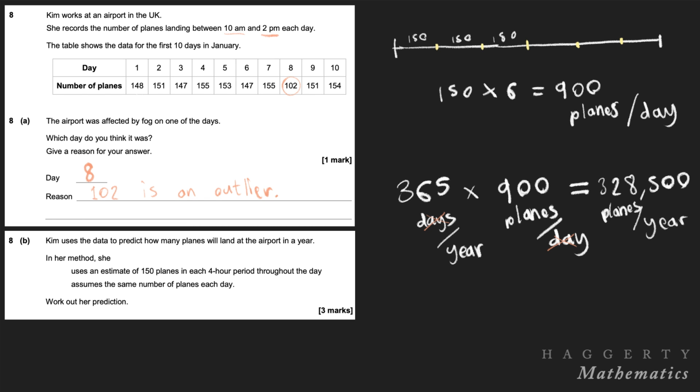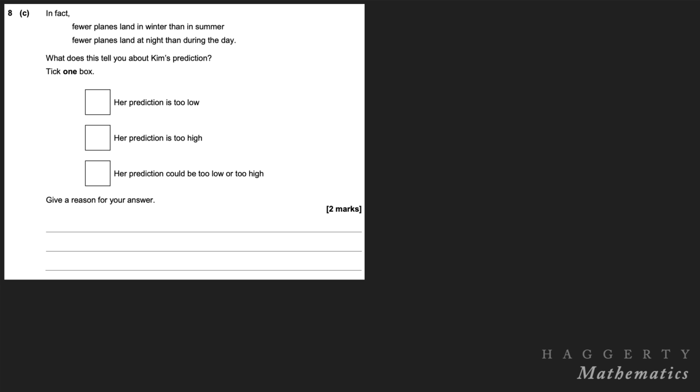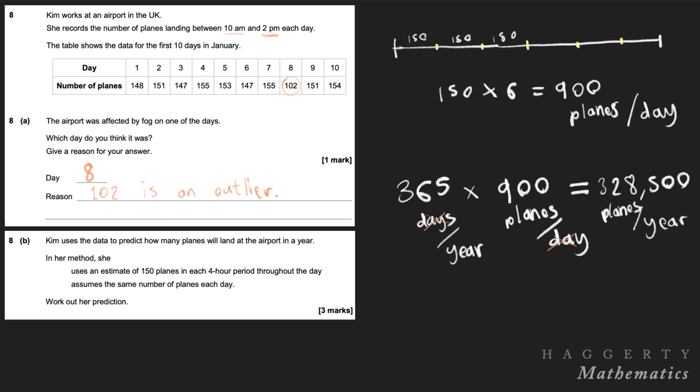So there is a part C to this question, and part C says, in fact, fewer planes land in winter than in summer, and fewer planes land at night than during the day. What does this tell you about Kim's prediction? Well, if you go back to our calculation, it was all resting on the assumption that within every 4-hour interval, we're getting 150 planes. And that estimate was based on the numbers coming in between 10 a.m. and 2 p.m. each day.